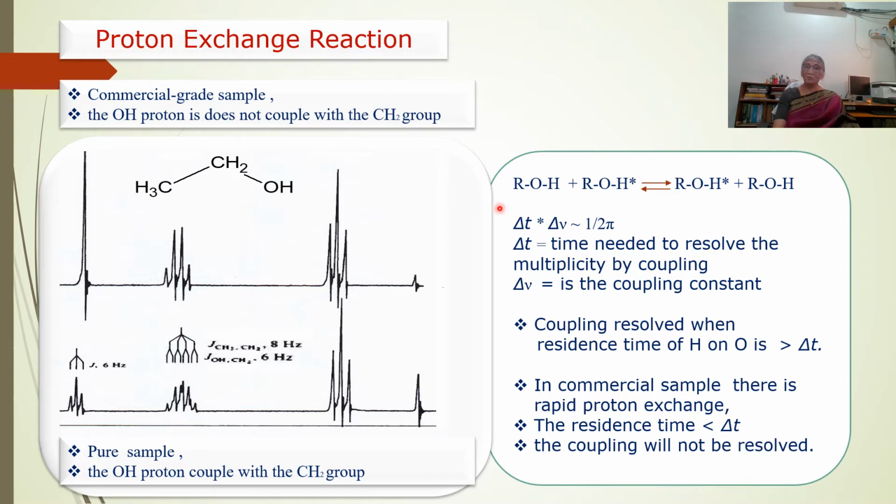So in case of the commercial grade sample, the exchange of protons is so fast that the residence time of the hydroxyl proton on oxygen is very small. It is less than delta T. Therefore, the nuclei do not couple and there is no splitting in the commercial grade sample. But in the pure sample, the exchange rate is small and the residence time is greater than delta T. Therefore, the hydroxyl protons couple with the methylene protons.